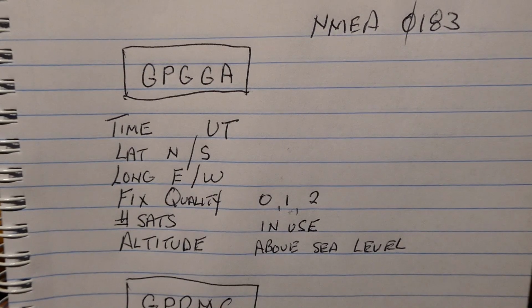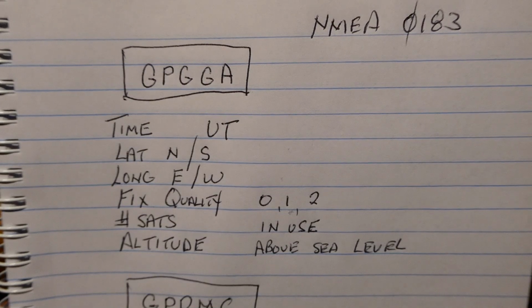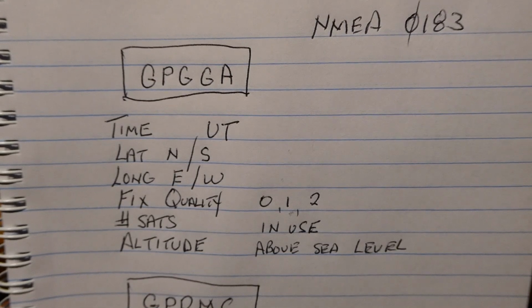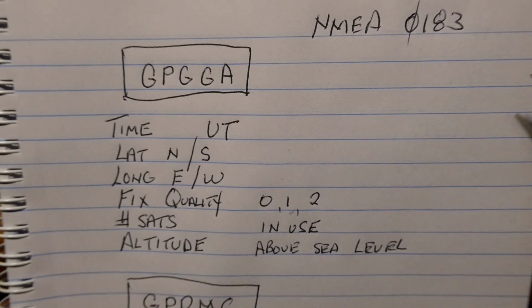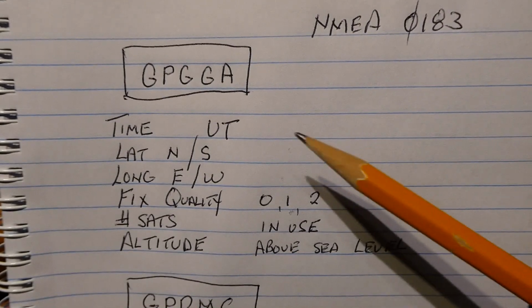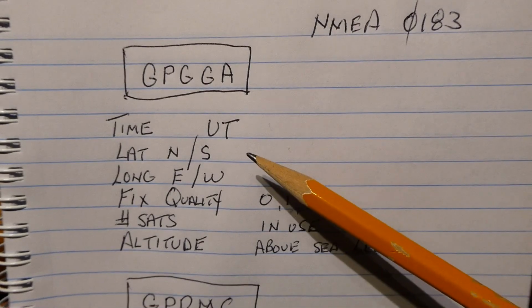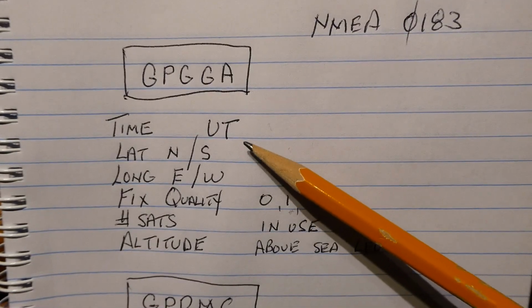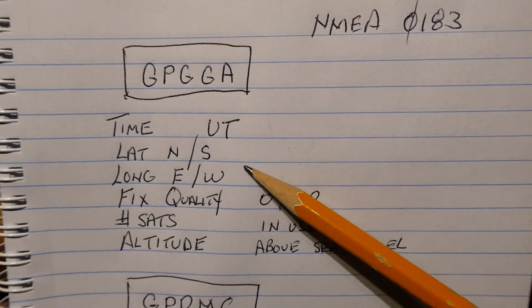Okay, next, we're going to have a look at the 2 sentences that we're going to get from the GPS module. This is the GPGGA sentence and the GPRMC sentence. Now these are ASCII string sentences, and they're under the NMEA protocol, the NMEA 0183 protocol. So from the GPGGA sentence, we could get time, that's universal time. We could get latitude with the direction north and south, longitude with the direction east and west.